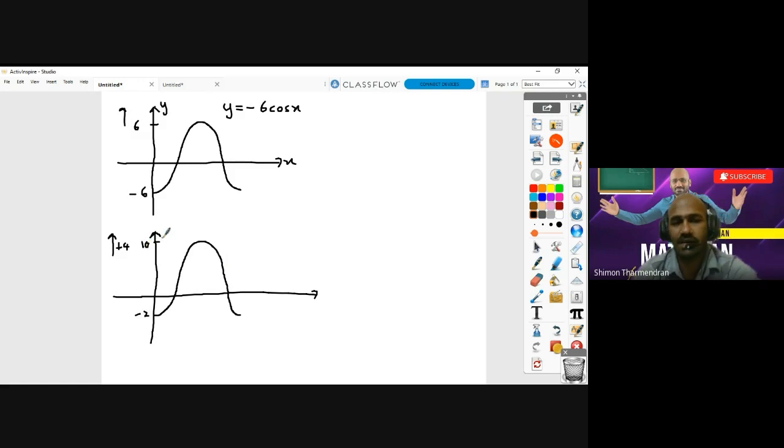Betul tak? Same like the question tadi. Soalan pun dah katakan maximum is 10, minimum is 2. Our graph also we got maximum is 10, minimum is 2. And then yang lain tu isikan sendiri.